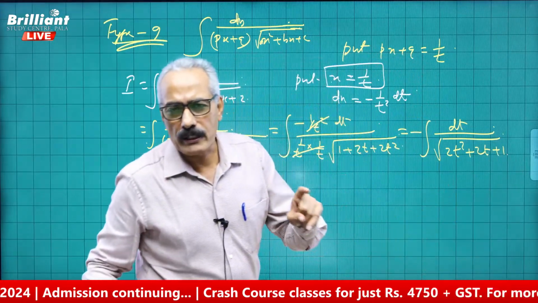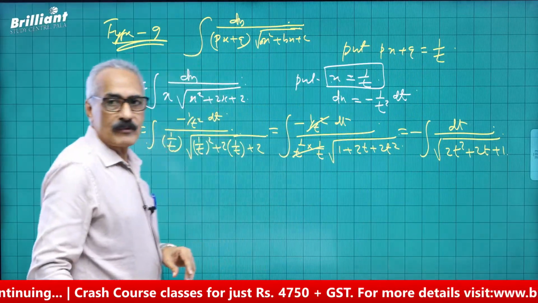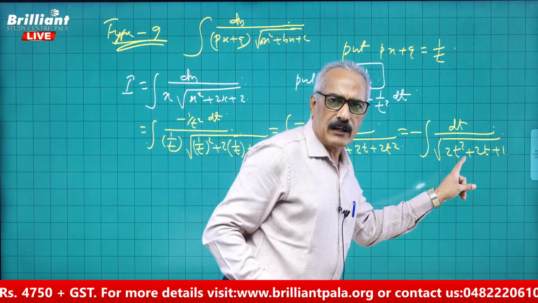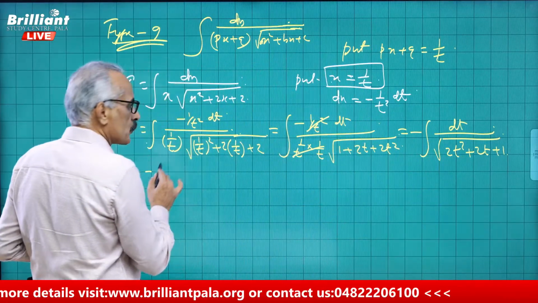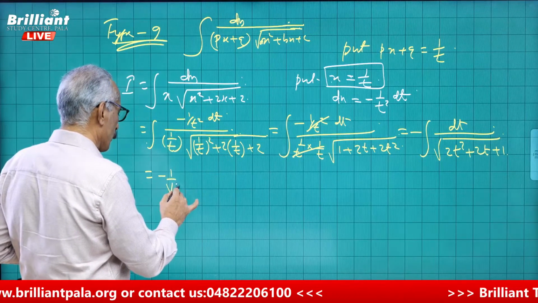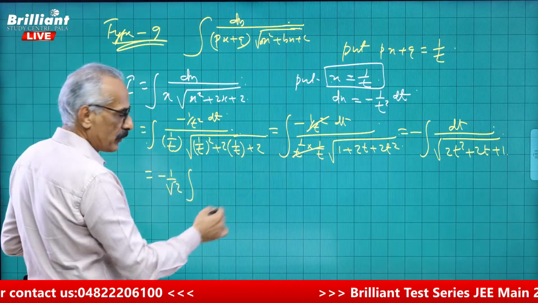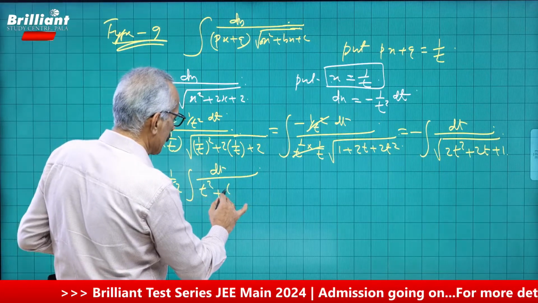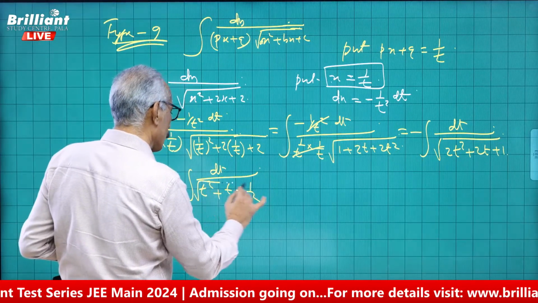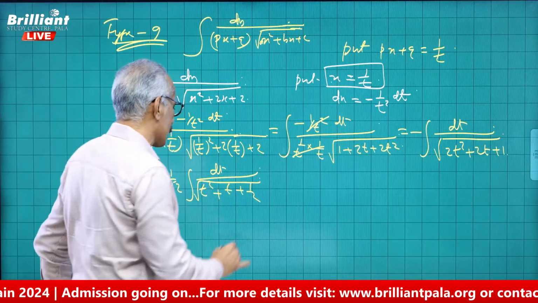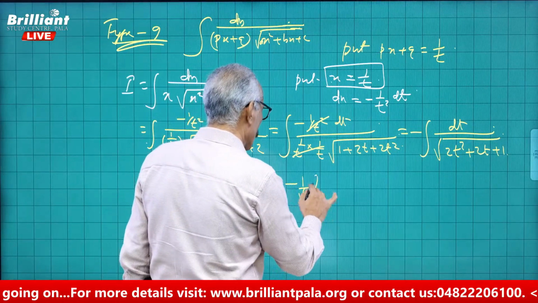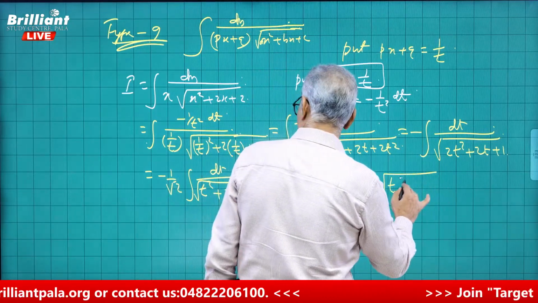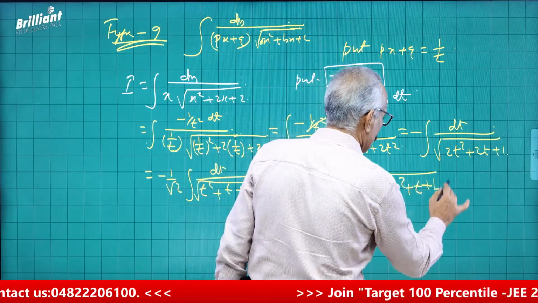Look, this is our type number 3. We have to make the coefficient of t square 1, so I take the 2 out. So this is equal to minus 1 by root 2 integral, 2 outside the root, dt divided by root over t square plus t plus 1 by 2. I told you I'll write the answer straight away: minus 1 by root 2 logarithm of t plus 1 by 2 plus root over t square plus t plus 1 by 2, plus c.